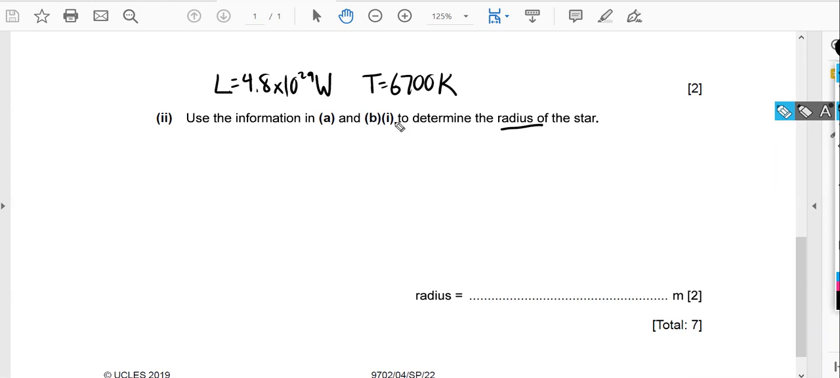It says, and in B1, they gave us, we had to show that the temperature of the star was approximately this. And so we could calculate with the exact value. We got 6744, I believe. And so you could calculate with that. You should get something pretty close. But I'll just calculate with this value. It's approximately 6,700.